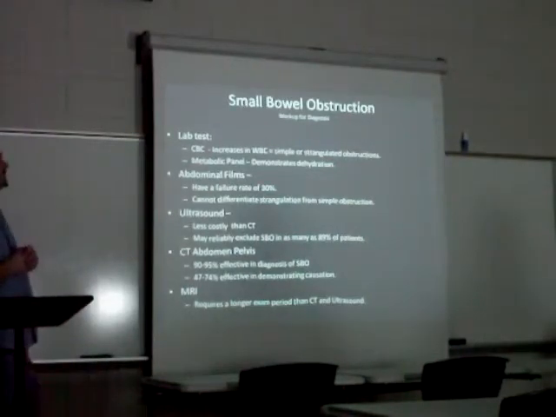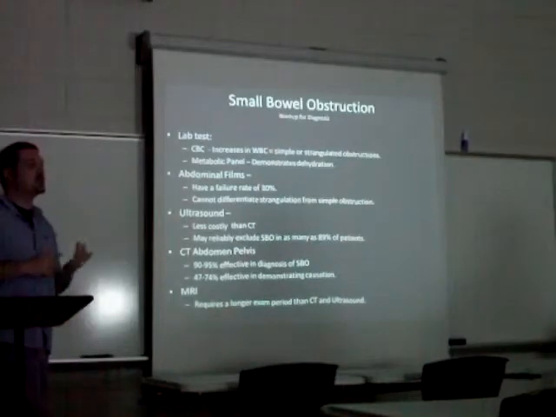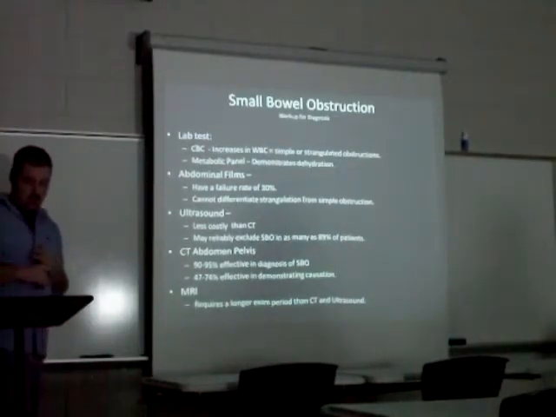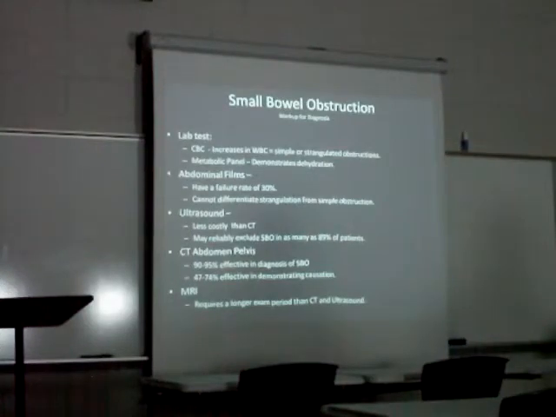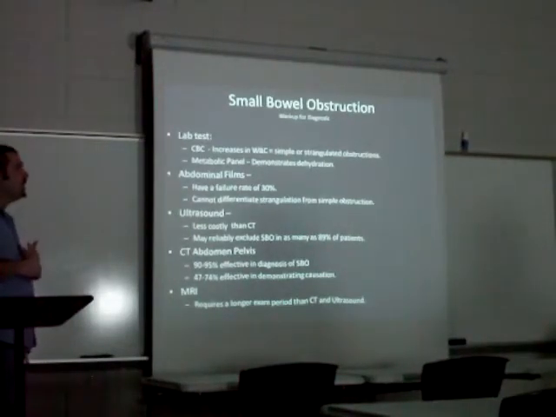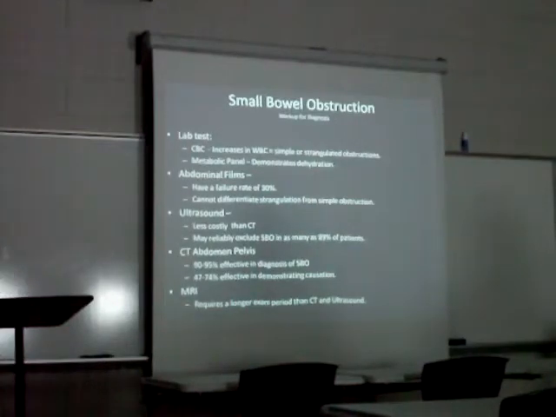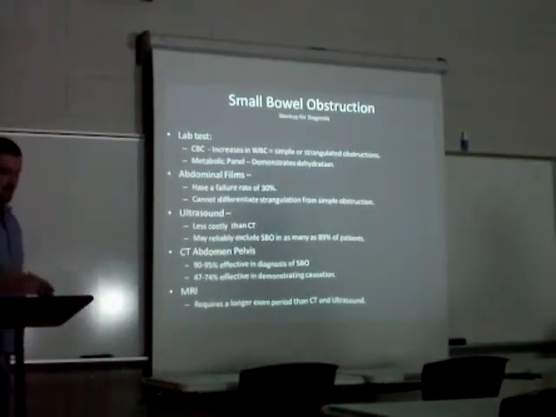And so the workup for diagnosis, CBC, an increase in the white blood cell count usually equals a simple or strangulated obstruction. The metabolic panel will demonstrate dehydration, which can be a possible cause for obstruction or constipation. We could also do abdominal films, which, interestingly enough, have a failure rate of around 30%. So there's a lot of people that put a lot of credentials into the abdominal films as being a very good indication of whether you have an obstruction or not. But we see here that they have a failure rate of around 30%, so they're not always accurate.